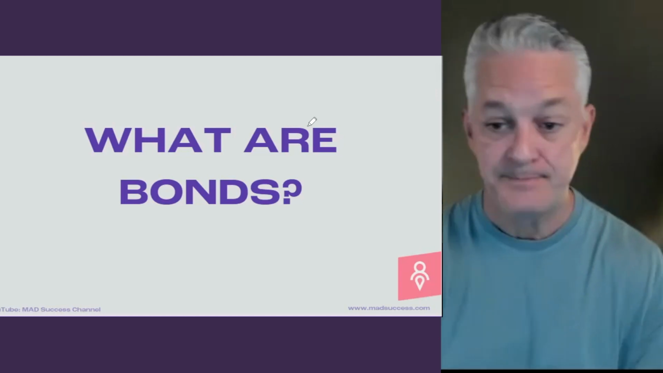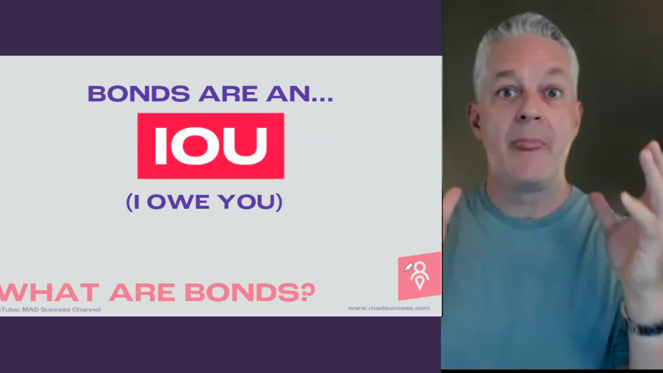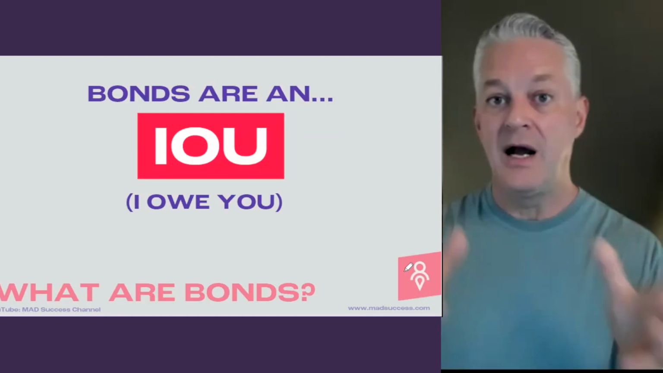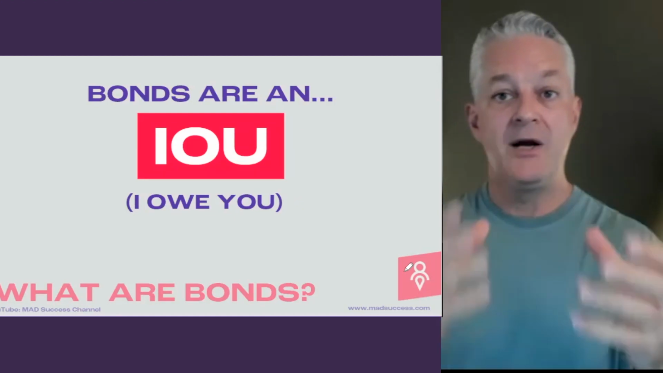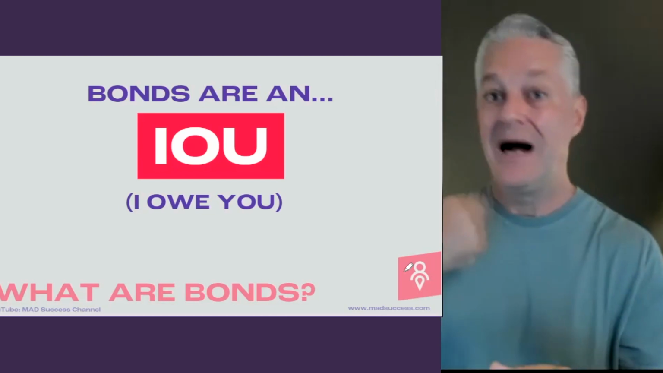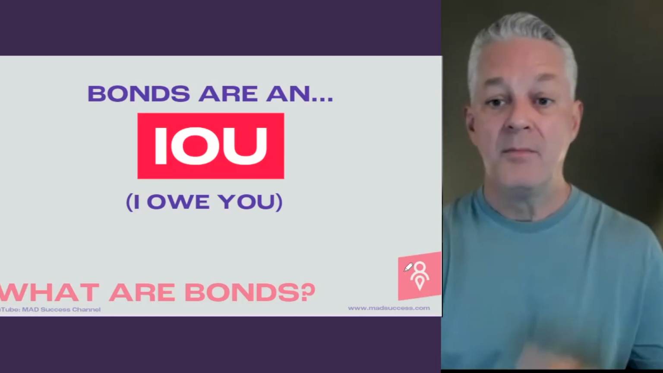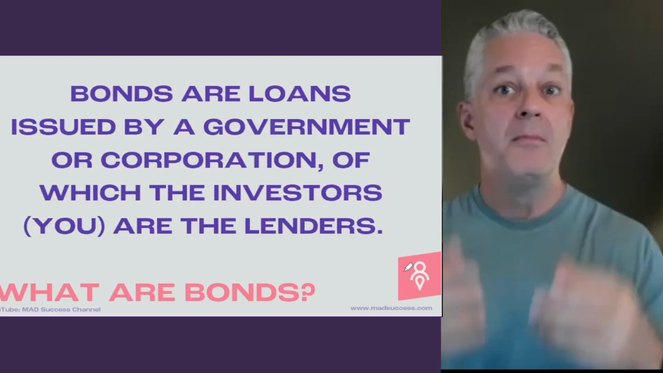What are bonds? Slide 2. So bonds are an IOU. You borrow money from me, you owe me. I borrow money from you, I owe you. That's all that means. It's a loan, okay? So bonds are an IOU.